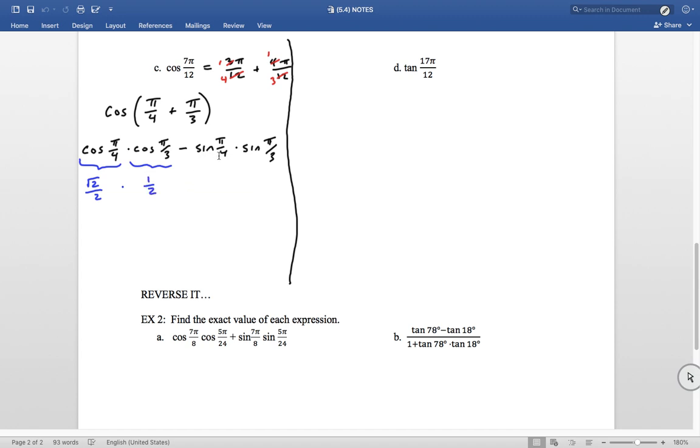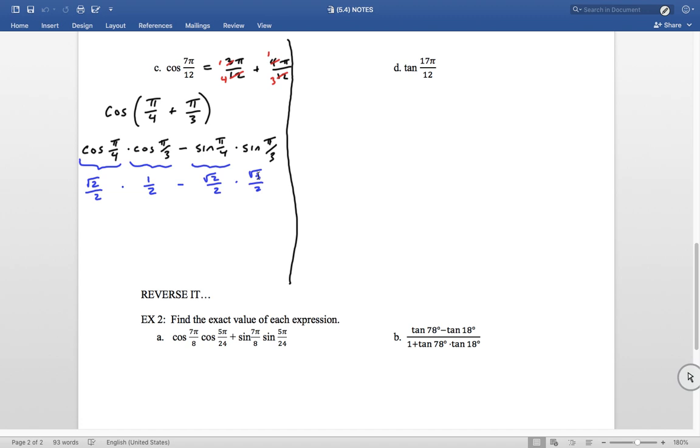And go ahead and pause the video if you want to and find the sine of pi over 4 and the sine of pi over 3. Okay, the sine of pi over 4 is rad 2 over 2. And the sine of pi over 3 is rad 3 over 2. All right, so let's go ahead and simplify each side.